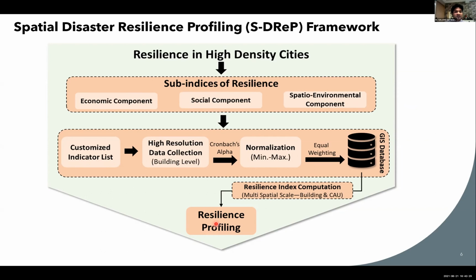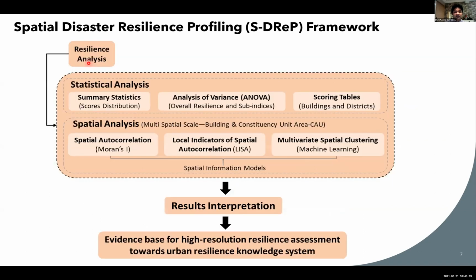For this resilience analysis, we use two different types of analysis: statistical analysis, which is based on summary statistics or ANOVA and scoring table production, whereas the spatial analysis is based on global Moran's I or local indicators and some machine learning based clustering.